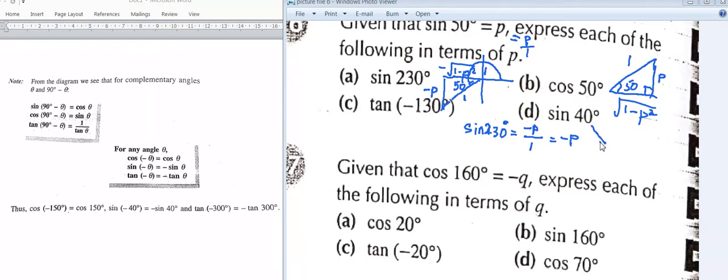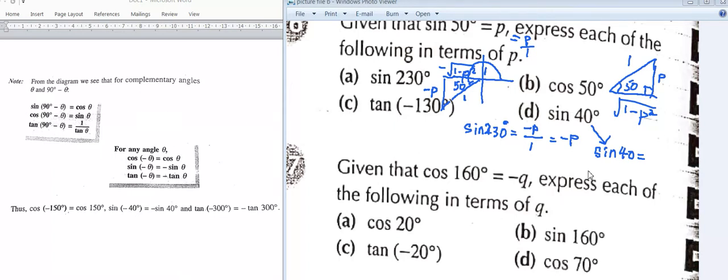Now, cosine 40. You are given 50, and now I'm asking you to find 40. You cannot get the answer straight away from here. Why? Because this is not 50. But you know that sine 40 is equal to cosine of 90 minus 40.